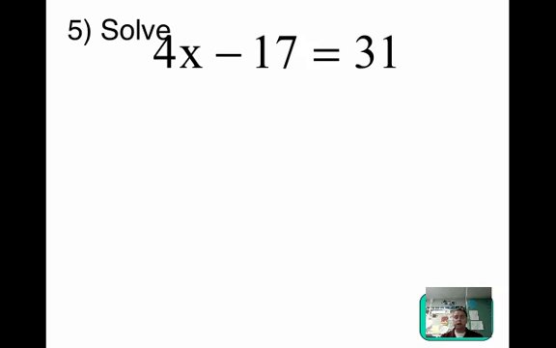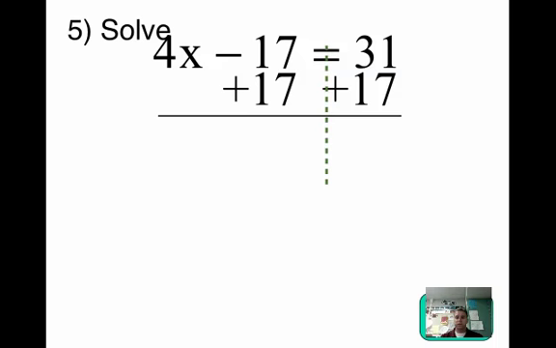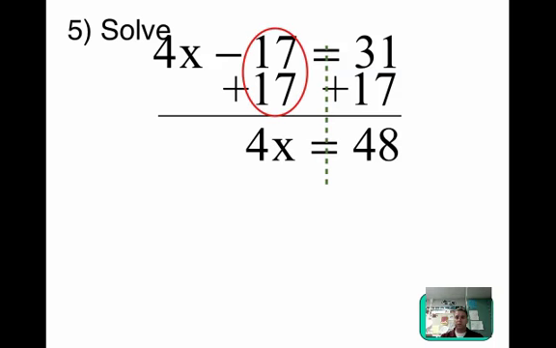Now this problem I would like you to try to solve. I think you should by now be able to do these somewhat on your own. So pause the video and then come back when you're finished and see if you got it right. Okay, so they're multiplying by 4 and subtracting 17. So we're going to put our line down the middle, taking care of the easy stuff first. Add 17 to both sides. That'll zero out and give us 4x is equal to 48.